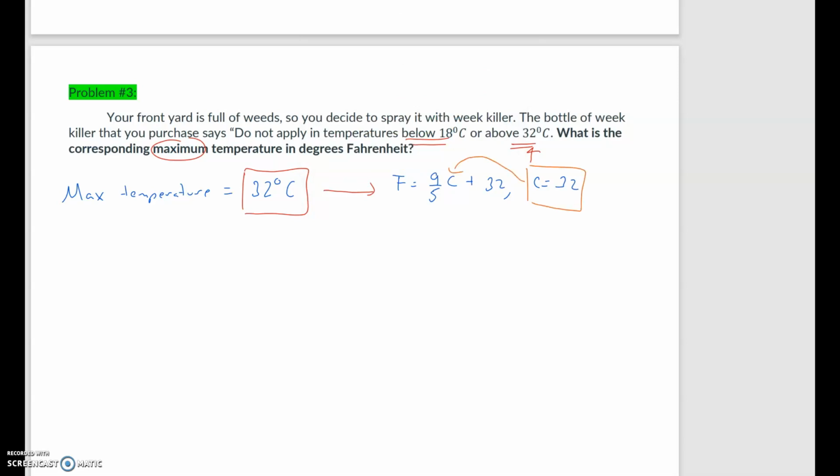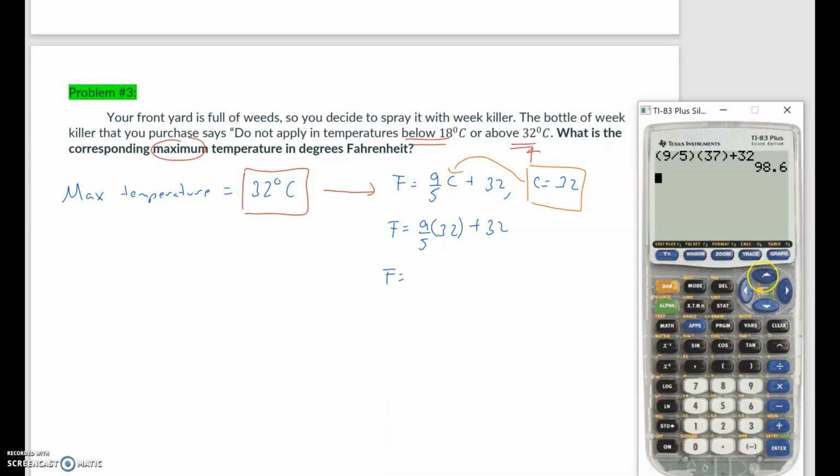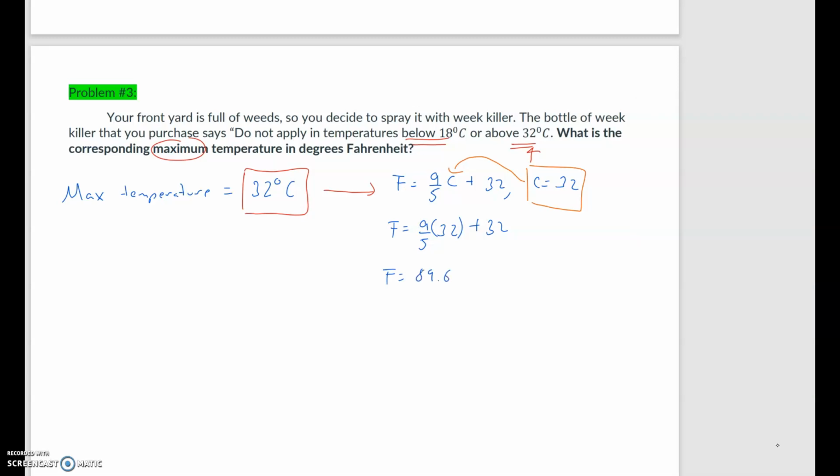So 32 will be evaluated here, and we're looking at F is equal to 9/5 times 32 plus 32. And this one's going to give us, let me punch it into the calculator. So 9/5 times 32, we are going to end up with a decimal, plus another 32. I'm getting 89.6.